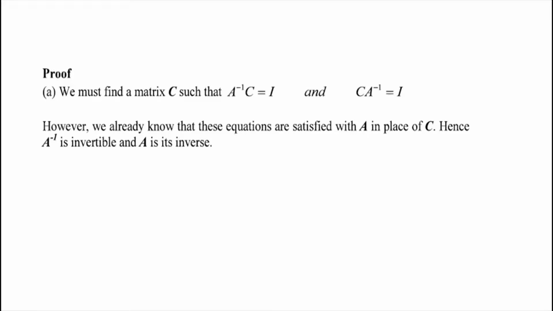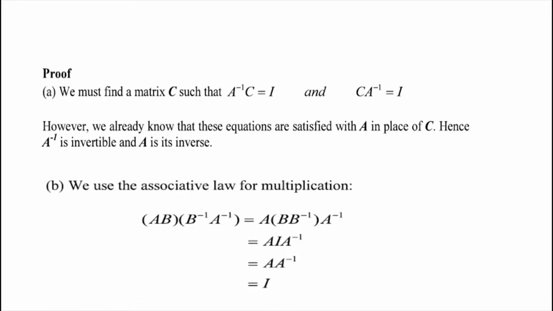In this part, we see that A inverse C is equal to the identity matrix, meaning 2 matrices having the product identity are the multiplicative inverse of each other. And in the second part, let us take the product of AB with B inverse A inverse, what will result?